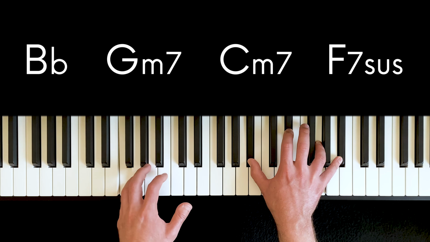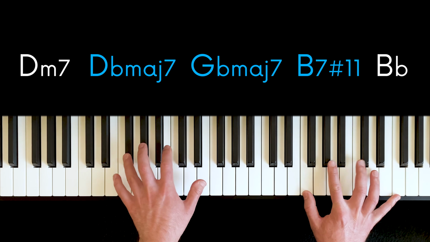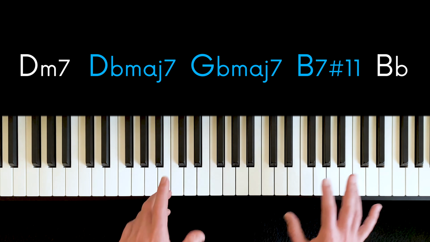What is going on there? Somehow we went from a bunch of chords belonging in the key of B flat major to chords that have nothing to do with B flat major. D flat major 7, G flat major 7, and then B7 sharp 11.